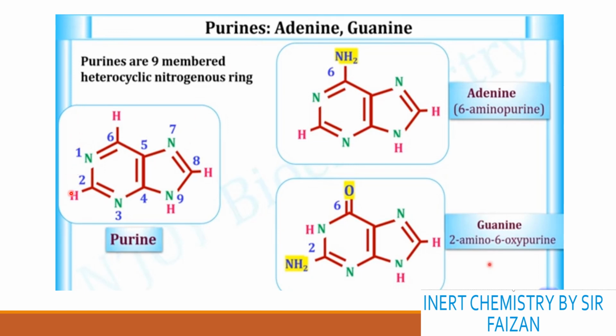Here you see the general structure of a purine. These are 9-membered heterocyclic rings. There are two major examples of purine: adenine and guanine. Adenine is also called 6-aminopurine because there is an amino group at the 6th position, while guanine is also called 2-amino 6-oxypurine.